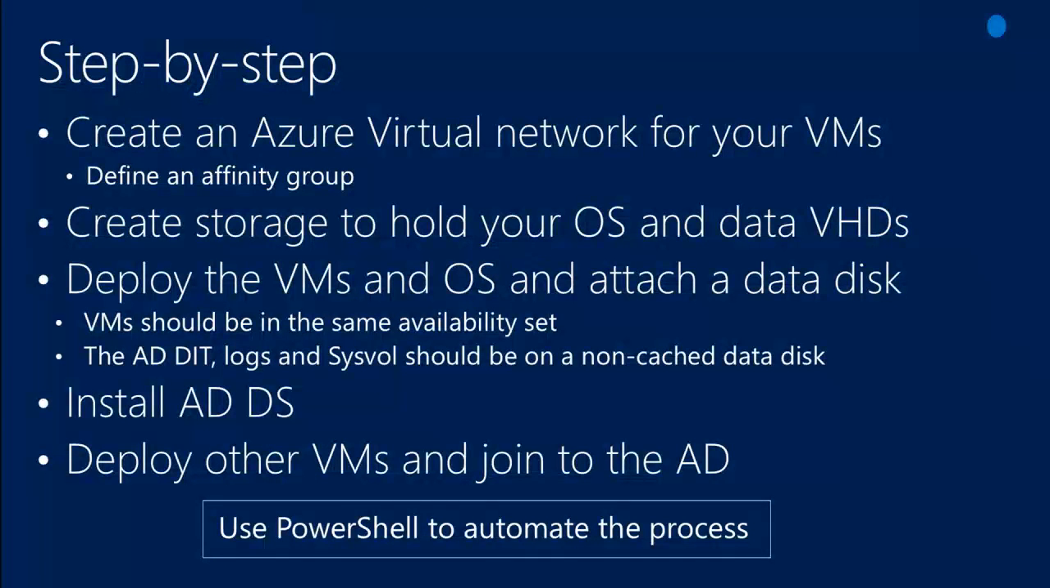We install ADDS, however you want to do it. Well, if it's just cloud only, then we'll simply do the newer version of DC Promo. So we'll install the roles. And then we deploy other VMs and join them to the AD. The whole thing can be automated with PowerShell. So we can just have a little PowerShell script that just goes ahead, runs, and creates machines. At the same time as creating the machines, it creates the data disks, attaches the data disks, and we're all ready to go.